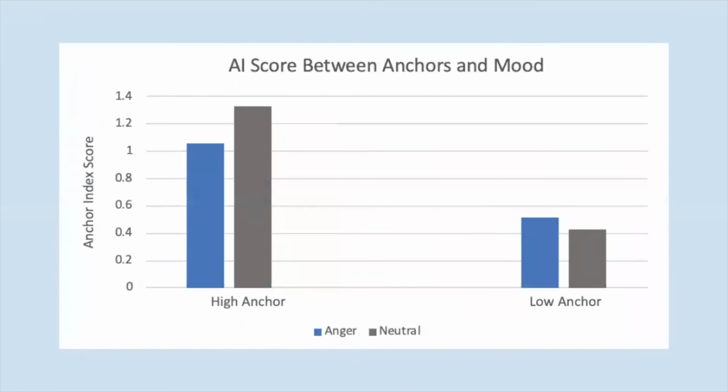This graph shows our average index scores between the anchors and the moods. There was no significant difference found in the anchor index scores between high and low anchors, dependent on mood. For the high anchors, we found that there was only a p-score of 0.981. And for the low anchors, we found that there was only a p-score of 0.311.